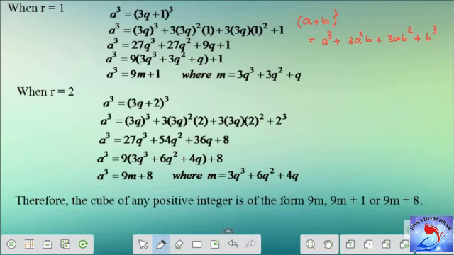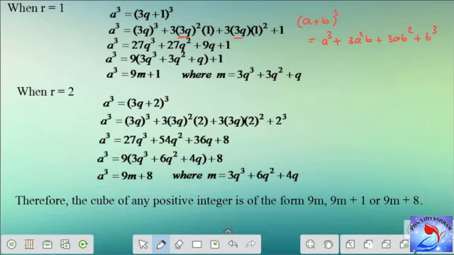So 3q plus 1 whole cube becomes 3q whole cube, that is your first term a cube, plus 3 into a square. A square is nothing but your 3q whole square into b. B is your 1. Plus 3 into a into b square, so 3q into 1 square, plus 1. I hope you are able to understand how I am doing the substitutions here. So that gives me 27q cube plus 27q square plus 9q plus 1.